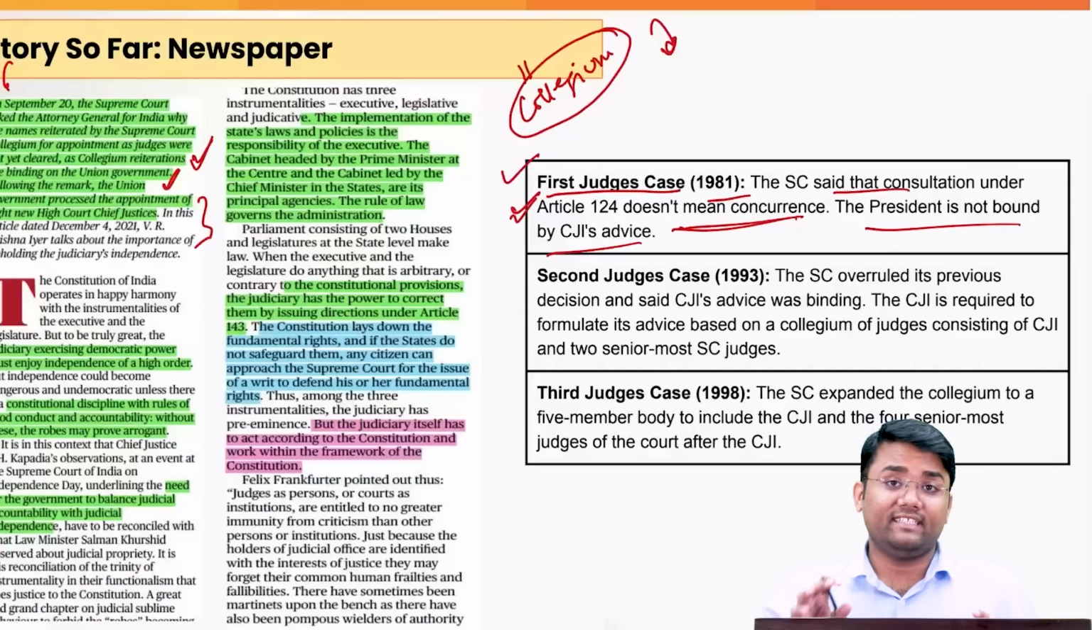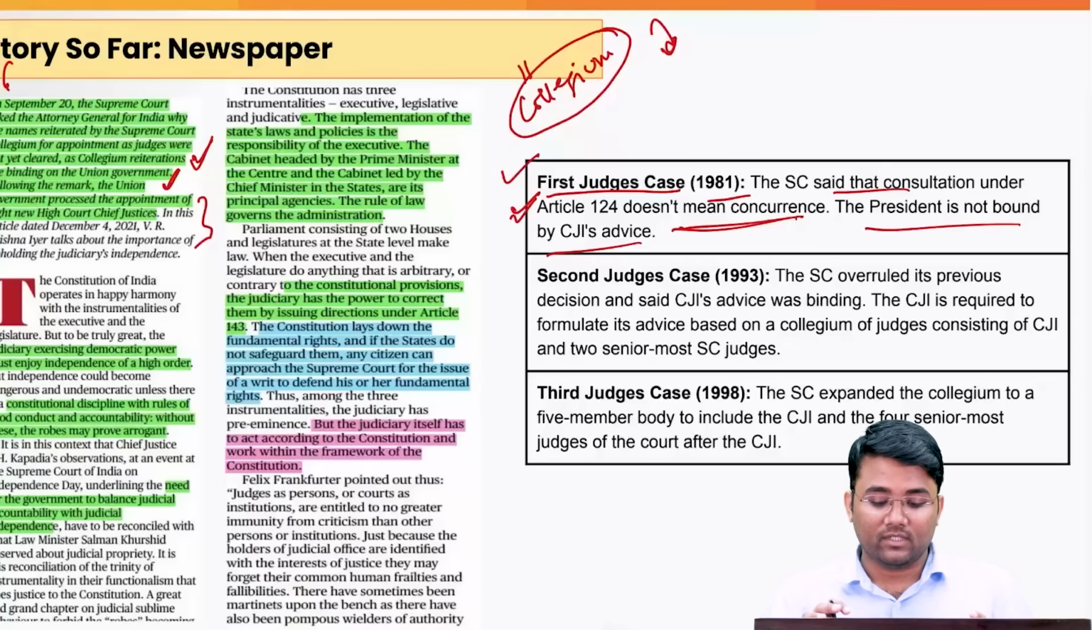As you would be knowing, the appointment of the Supreme Court judges is provided under Article 124 sub-clause 2 of the Indian Constitution, and it says that the President appoints these judges after consultation with other Supreme Court judges.